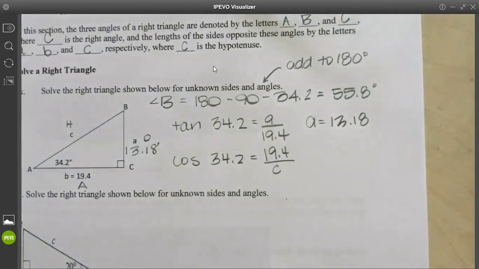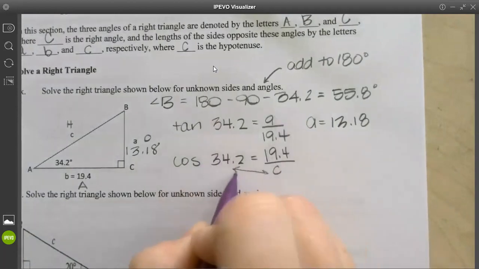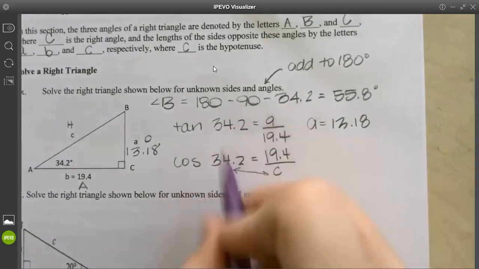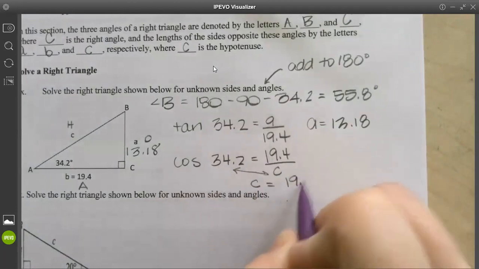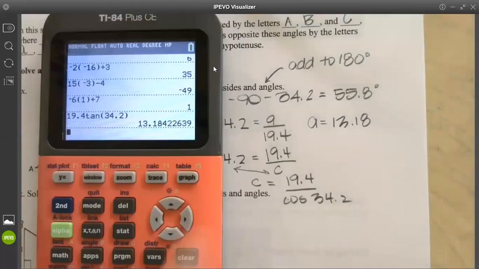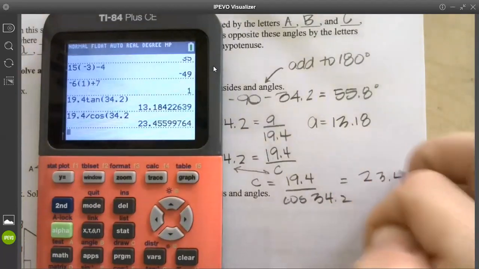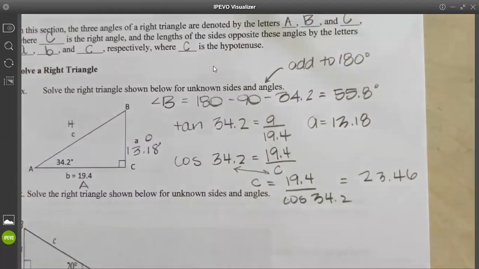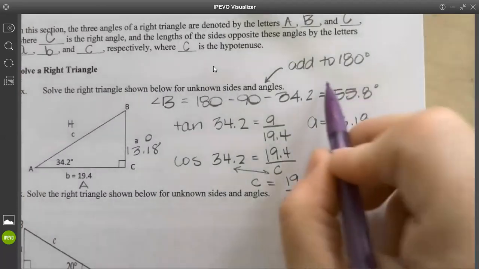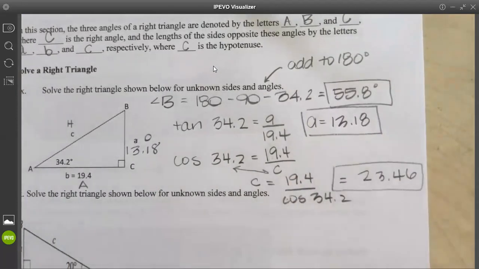I've taught you this cheater method a couple times just so you can remember it. When you're trying to solve for something on the bottom, you just switch these two. So what you're actually going to do is little c equals 19.4 over cosine 34.2. So 19.4 over cosine 34.2, and we get 23.46. So again, you wanted angle B, side A, and side C.